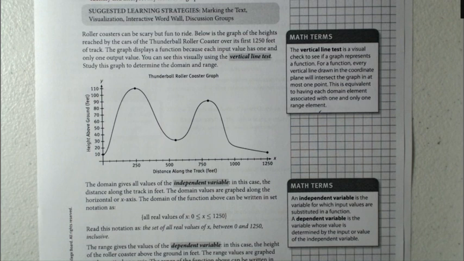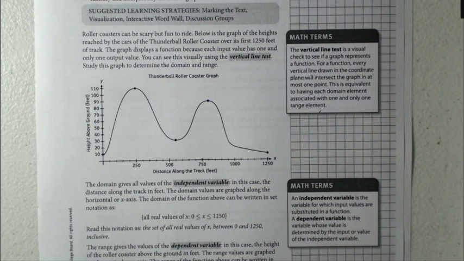Below is the graph of the heights reached by the cars of the Thunderball roller coaster over its first 1,250 feet of track. The graph displays a function because each input value has one and only one output value. You can see this visually using the vertical line test. Study this graph to determine the domain and range.